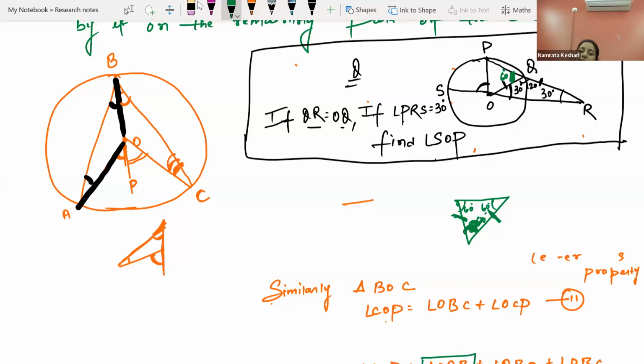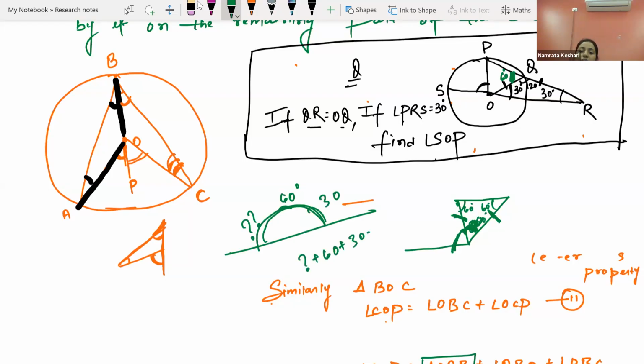Then this angle you have to find. So you will say by linear pair, this complete is making 180. One of the parts is 60, another part is 30, and the other part you have to find. So you will say that question mark plus 60 plus 30 is nothing but 180. Clear? That is 90. Is it clear to all of you? Yes, ma'am.